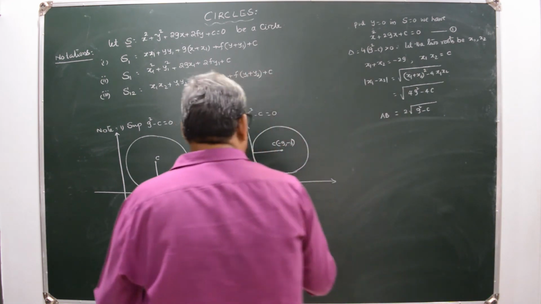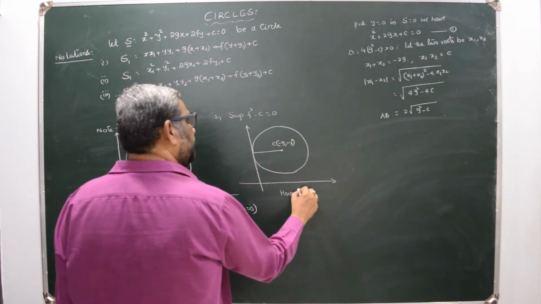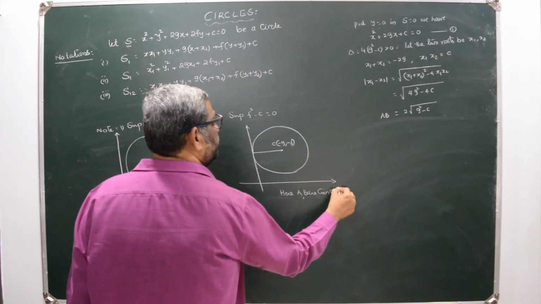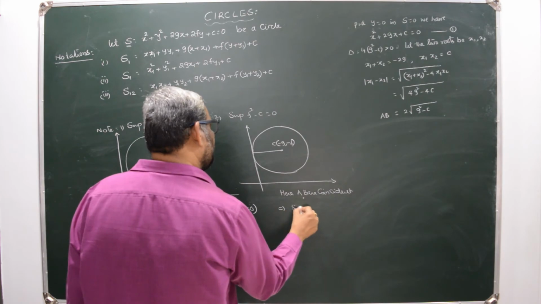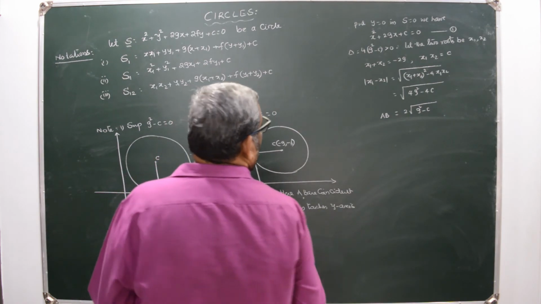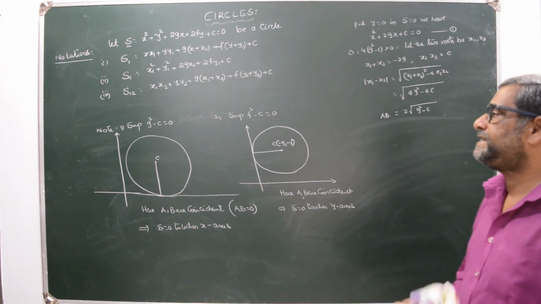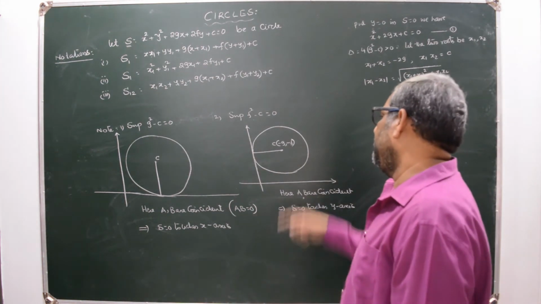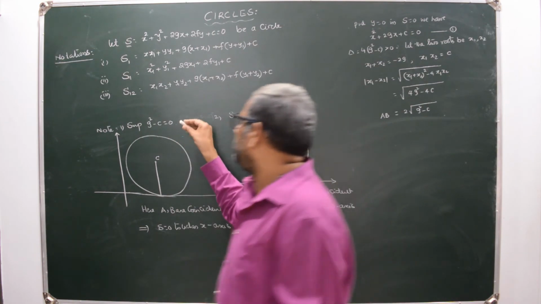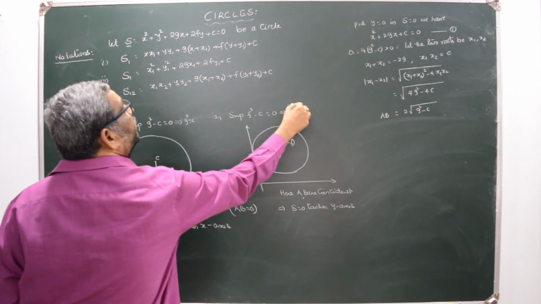Here also, the length of the intercept, that is A and B are coincident, implies S equal to 0 touches the y-axis. So if the circle cuts the x-axis, then the intercept made by the circle on the x-axis is 2 into root of g square minus c. If it cuts the y-axis, then the intercept is 2 into root of f square minus c. If g square minus c equals 0, of course you can write g square is equal to c also. Here also f square is equal to c.